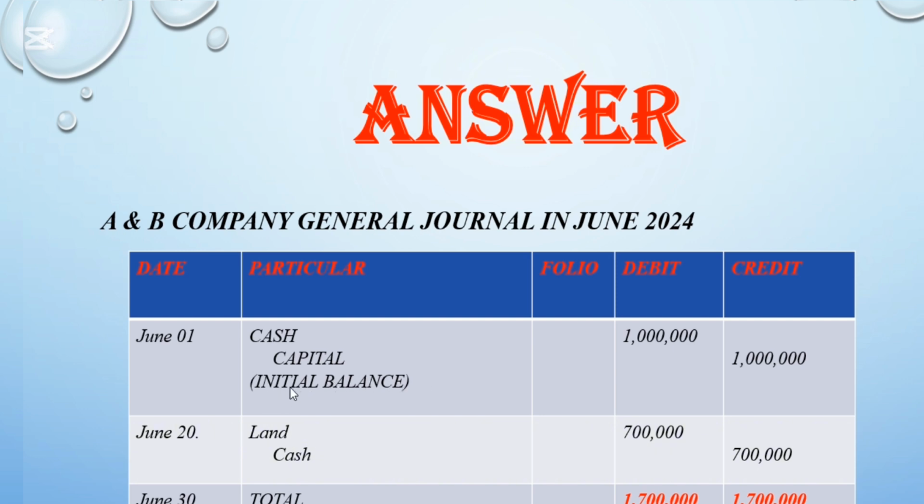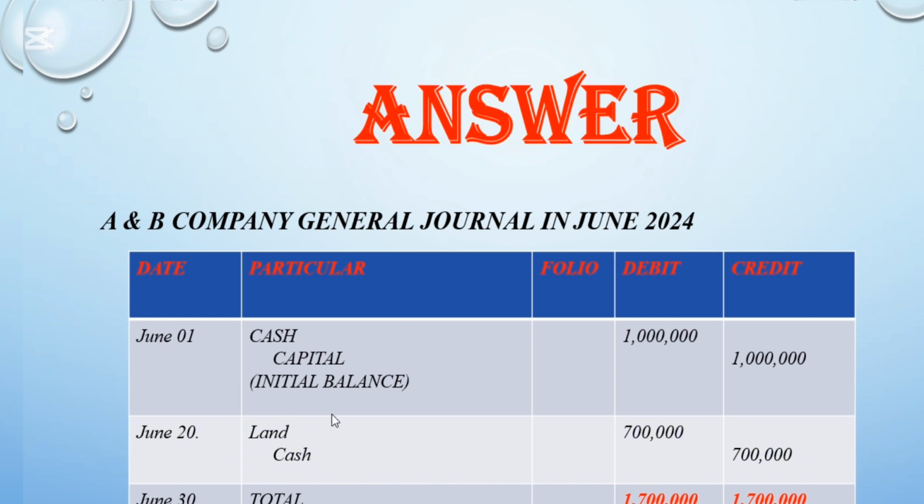You can even call it balance carried forward. You can even call it beginning balance, but for me, I'm choosing to call it initial balance. I hope you understand. So on June 20th, A and B company bought a piece of land. Land also is one example of a fixed asset.